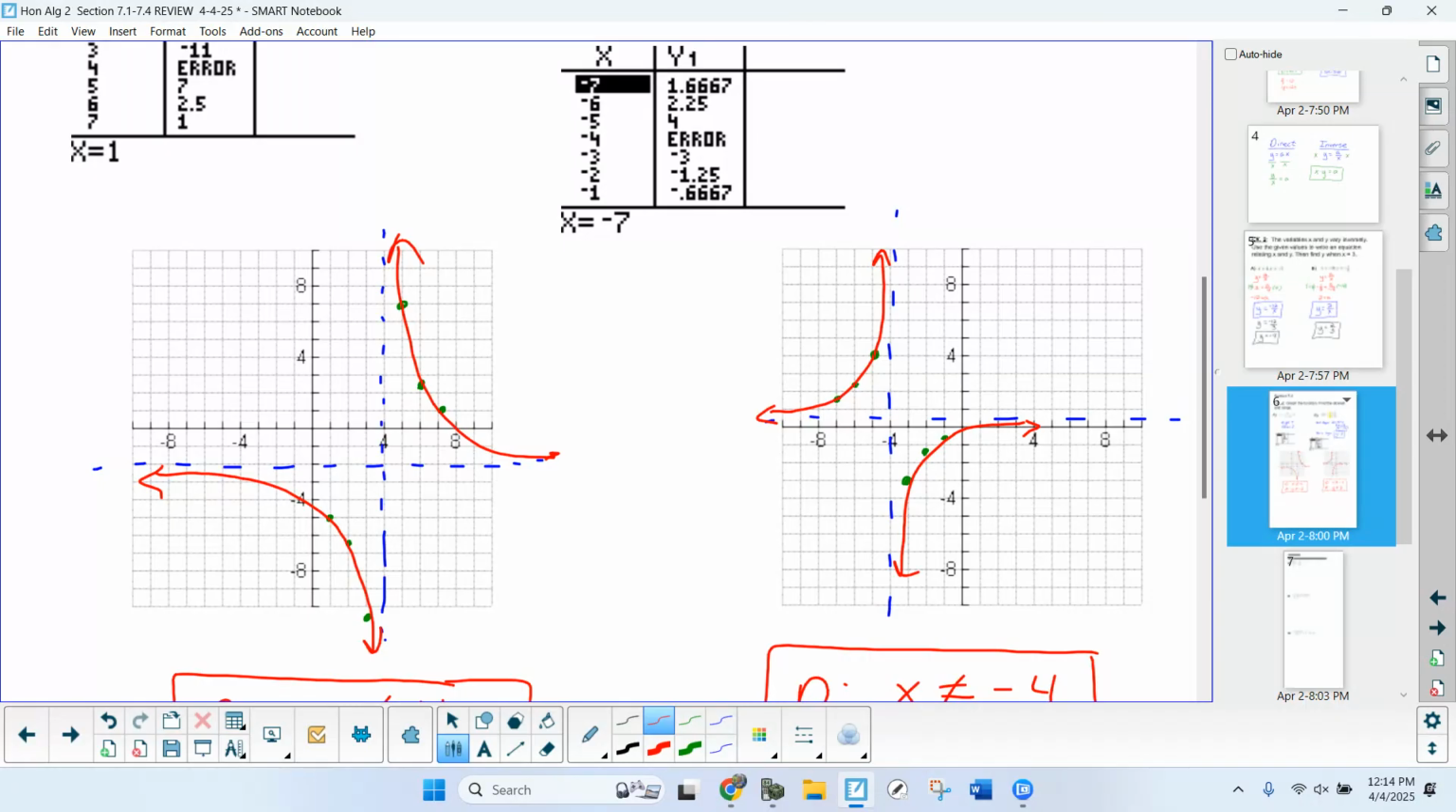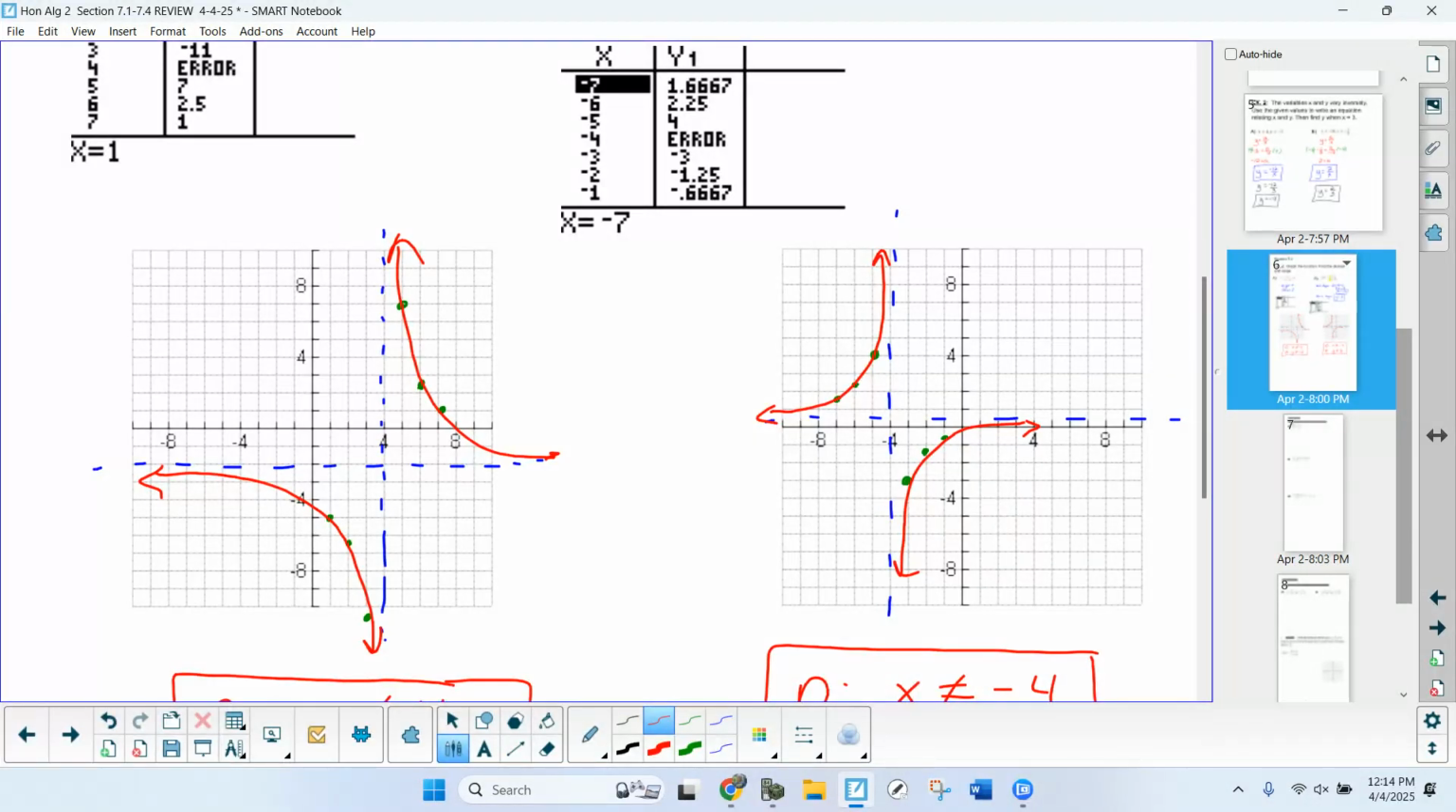So those were the first 2 ways we graphed. Are you guys good on A and B? That was section 2. All right, then section 3.